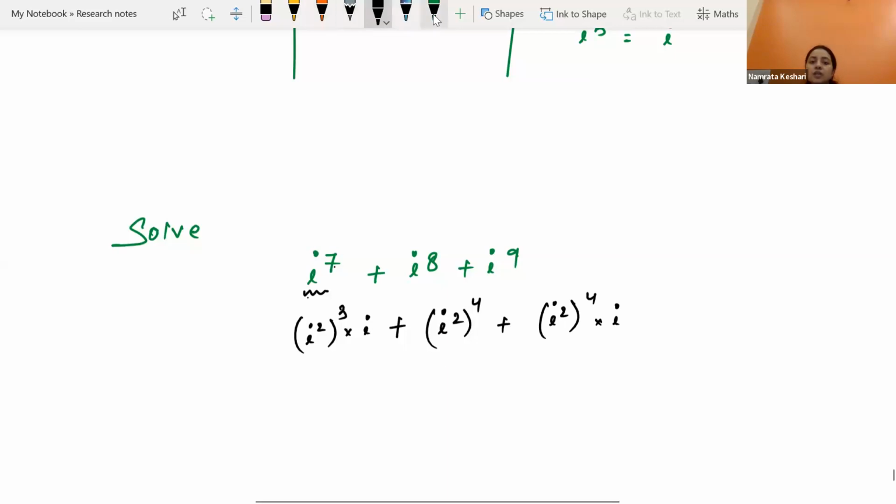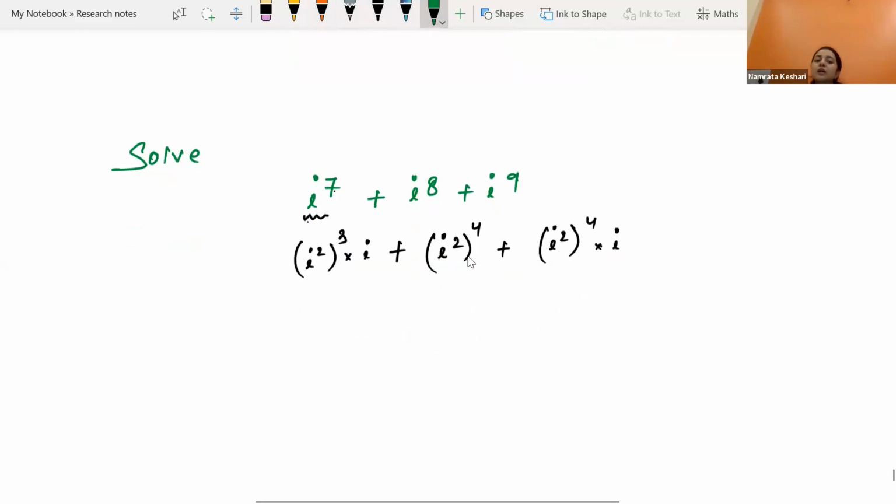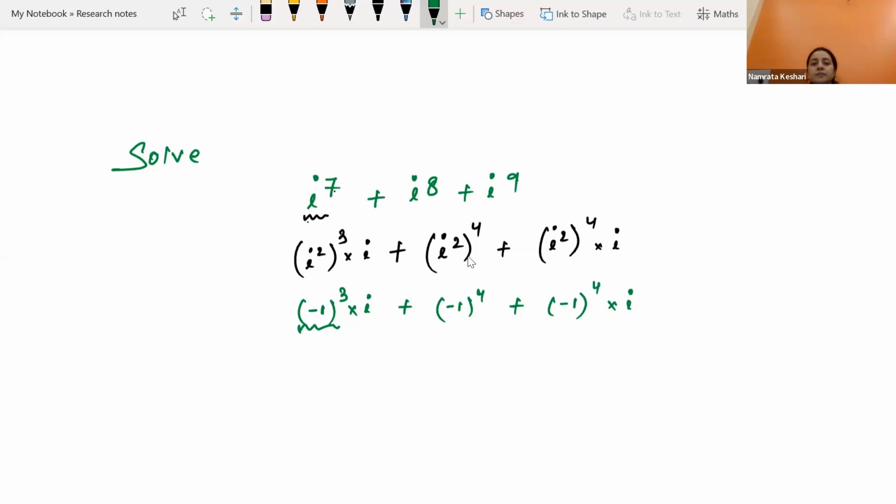Now let's try solving it. I square means -1. I square means -1. Look carefully, -1 whole cube will be... -1 cube will be. Is it negative or positive? Negative. -1. Can we say it is -I? Yes, ma'am.